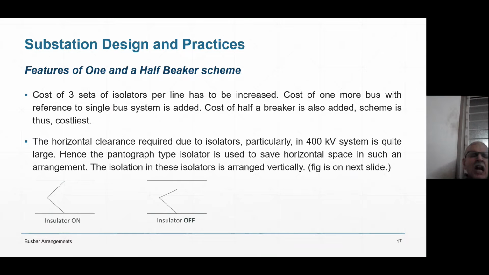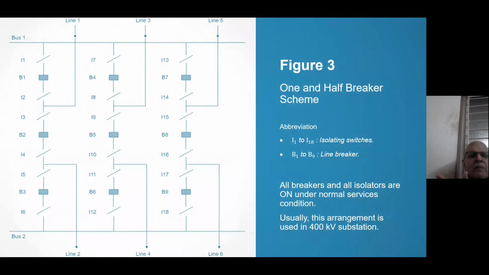As you have seen, the isolator on the electric traction engine, when the isolator is on, it is shown, and when the isolator is off, it is shown. Right. So you are keeping it vertically, and vertically there is no problem. You are not to pay for vertical distance. So isolators I1 to I18 are vertical isolators.